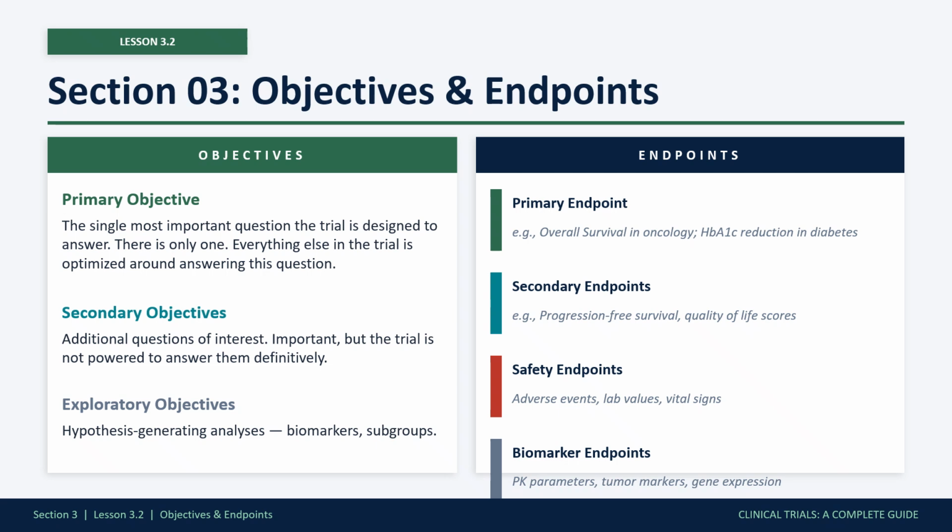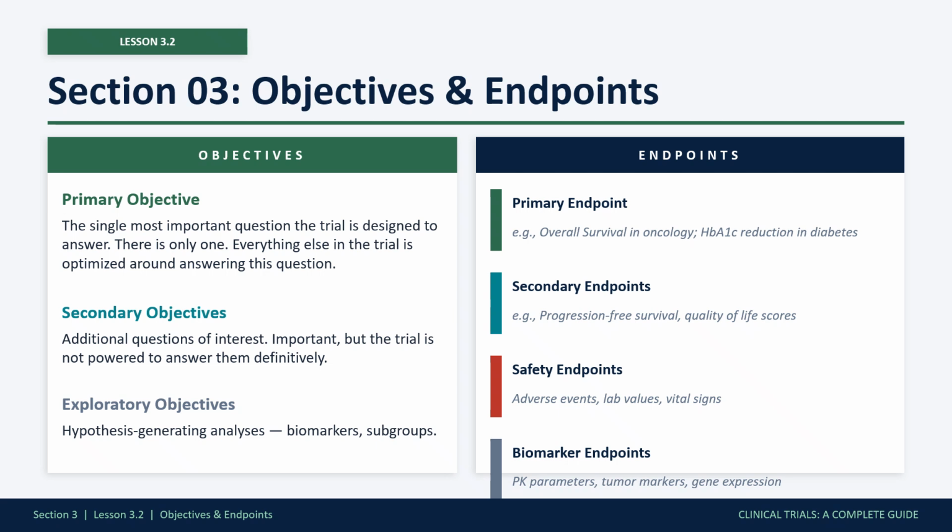There is only one primary objective. If there were two, neither would be answered with full confidence. Secondary objectives are additional questions of interest. The trial generates useful data about them, but it's not formally powered to answer them definitively. And exploratory objectives are hypothesis generating, things like biomarker analyses or subgroup effects that might inform the design of a future trial.